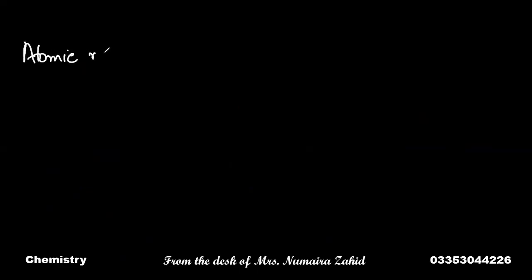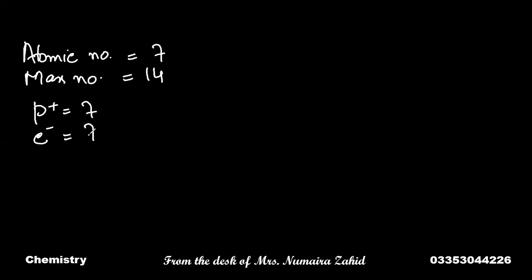The atomic number of an element is 7 and the given mass number of the element is 14. If the atomic number is 7, then we know that there are 7 protons and there should be 7 electrons if it is a neutral atom. What about the mass number?